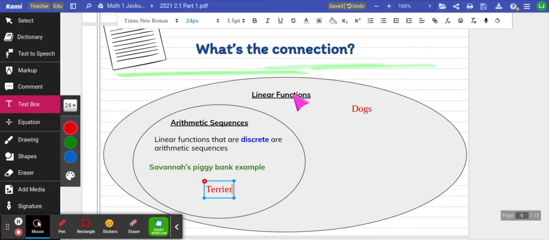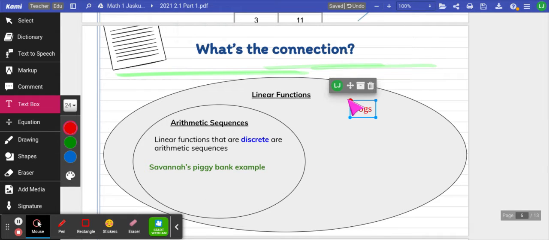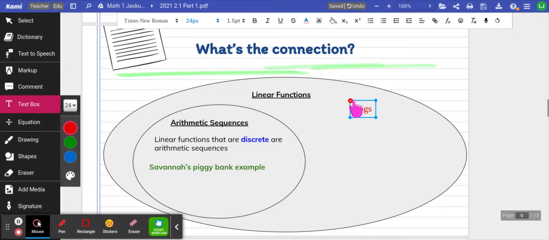So it's the same thing with linear functions and arithmetic sequences. All arithmetic sequences are linear functions, but not all linear functions are arithmetic sequences. So I would draw this in your notes and we'll actually add to it later in the slide.